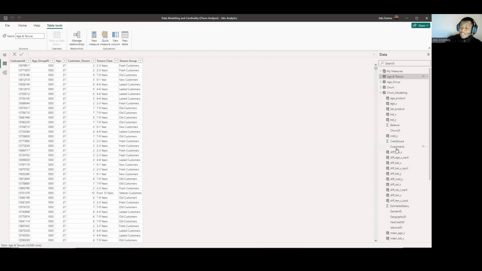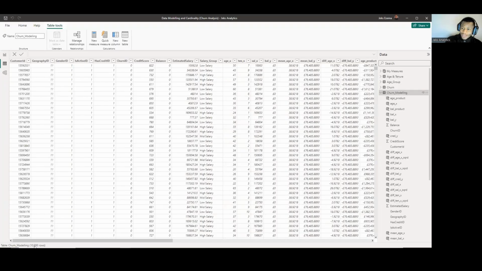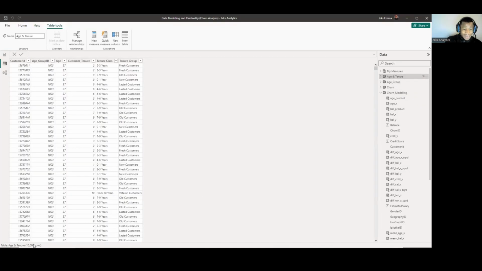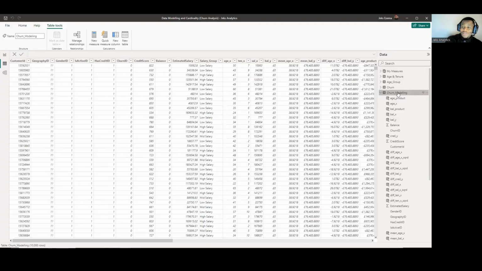If you see, this is a fact table, it has 10,000 rows, right? This is also a dimensional table that has 10,000 rows as well. So what that means is that each of the rows is unique. So if this is a primary key in this table, it also means that it is a primary key in the fact table. So that makes it the same.